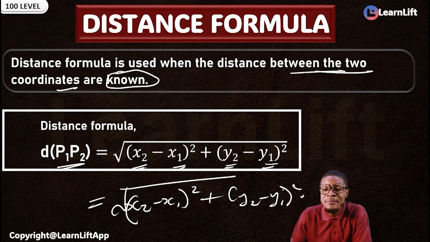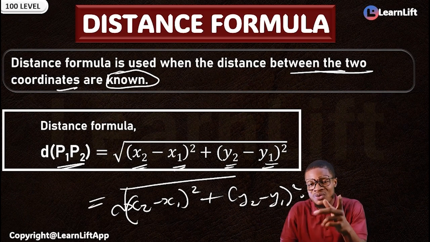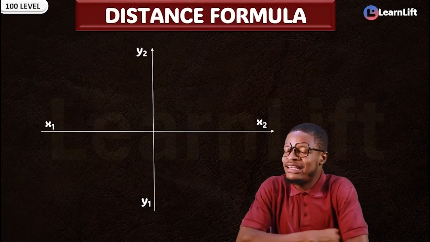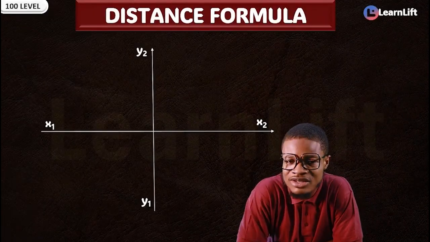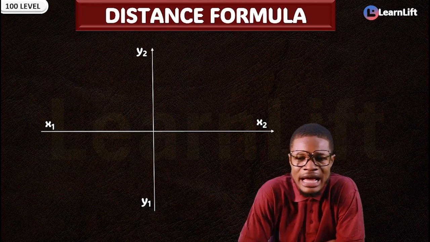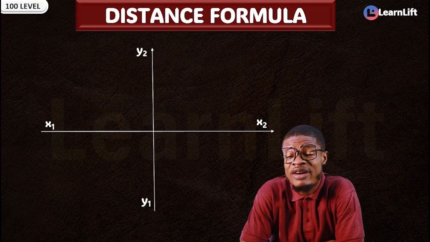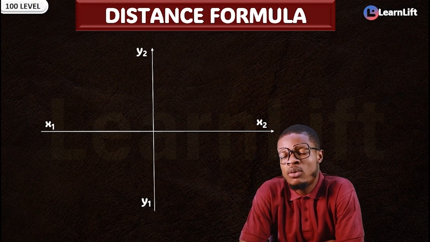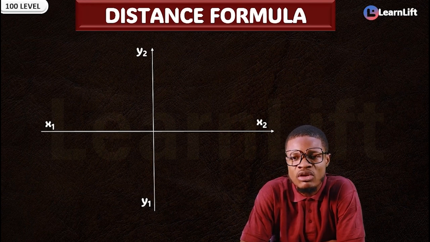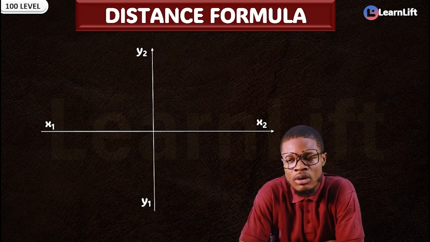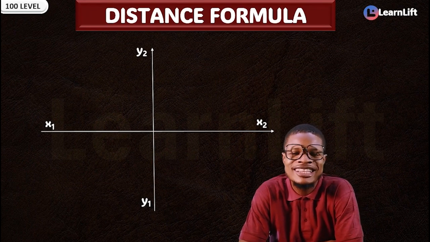The distance formula is a must. You must know it, so follow me very fast. Close your eyes and say the distance formula. Distance P1, P2 is equal to what? The square root of (x2 minus x1) all squared plus (y2 minus y1) all squared. Don't try me. Well, let's go.